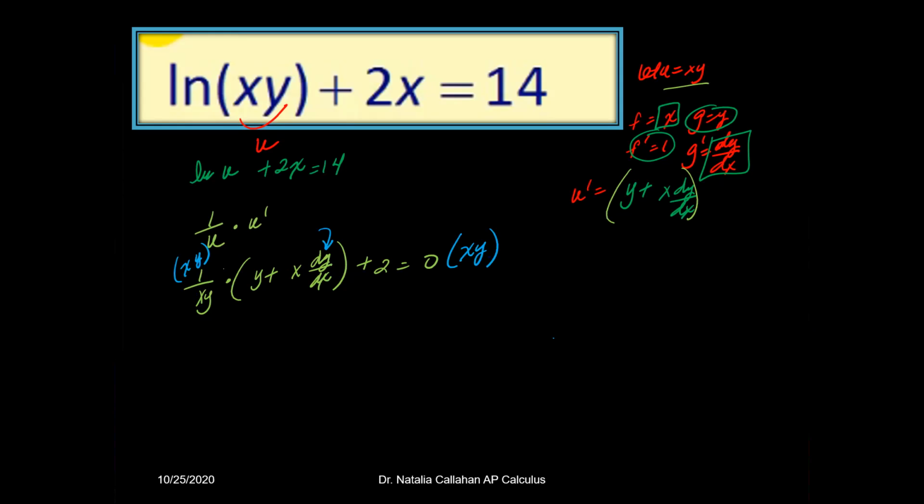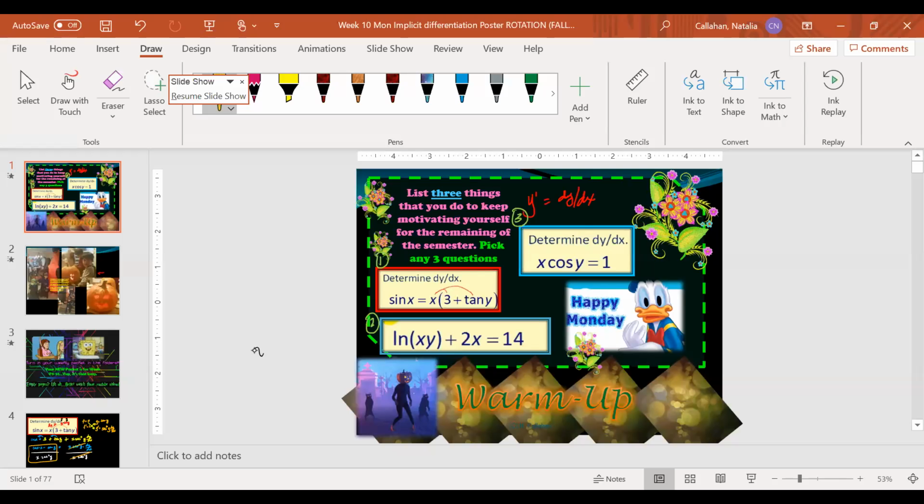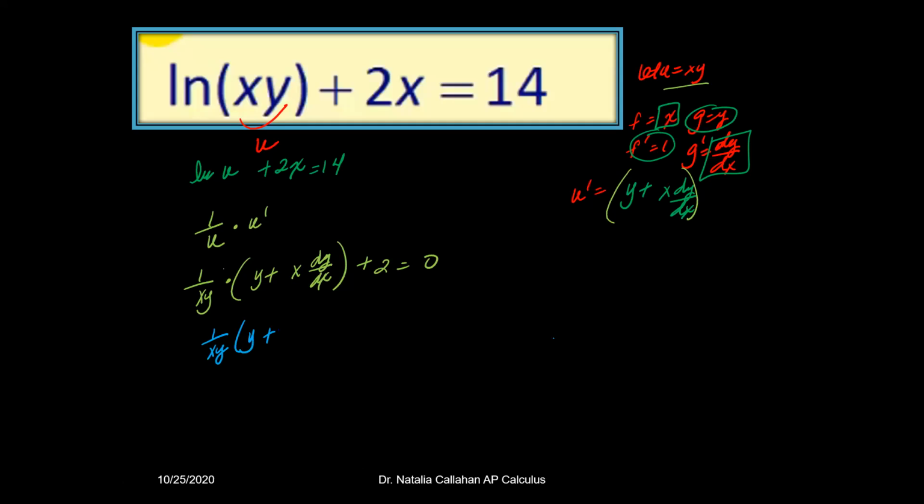And actually, you know what? Because we have a 2 right here, that would technically screw it up. So let's try it this way. Let's go ahead and subtract the 2 on both sides. You have 1 over xy, plus x dy over dx equals -2.